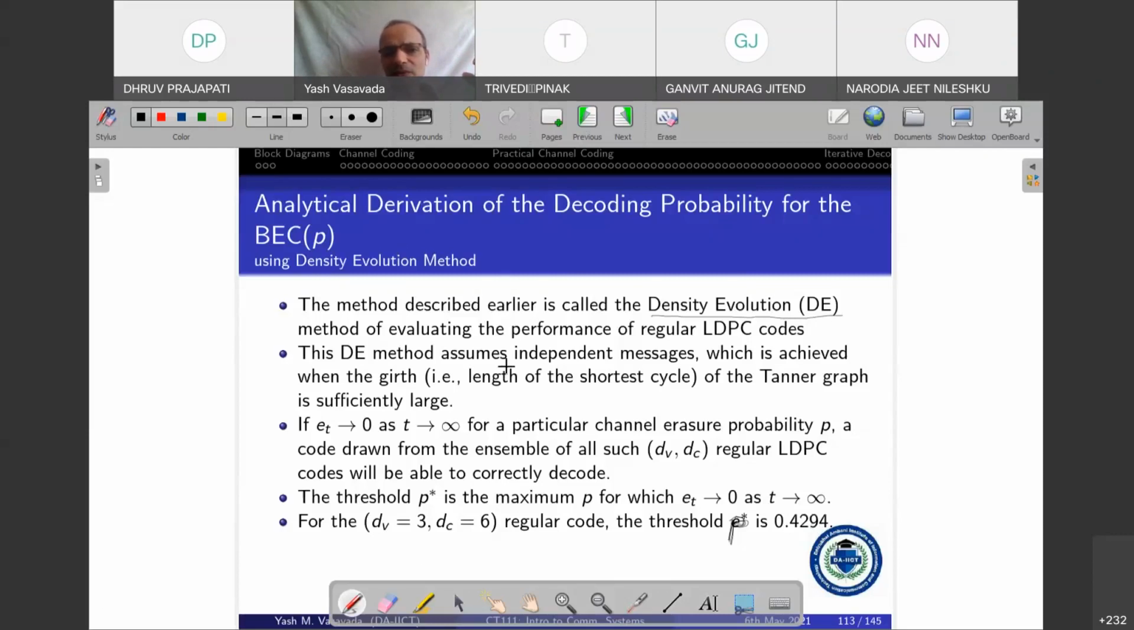Because of this type of assumptions, maybe the algorithm may not be able to go all the way up to 0.4294. But it should be able to cope up until about 0.41 at least, or 0.4.